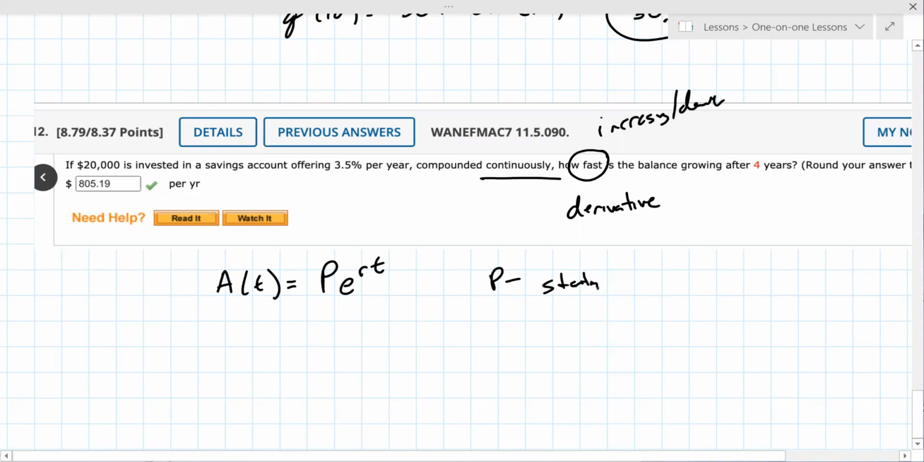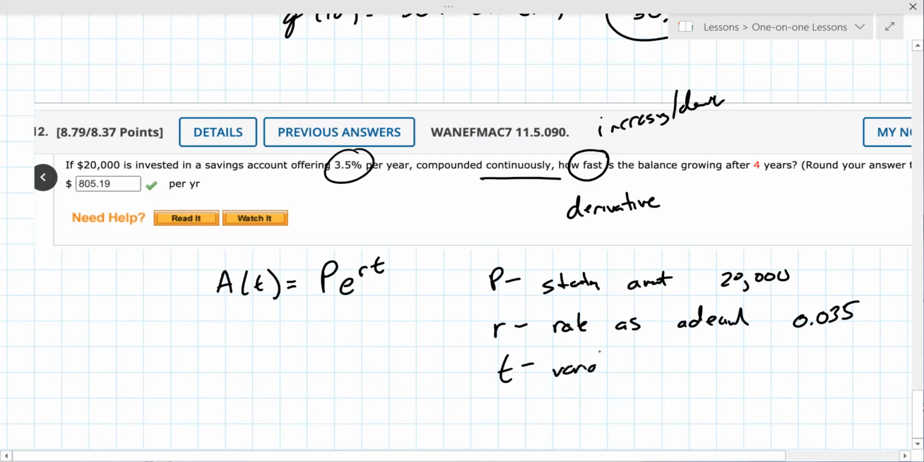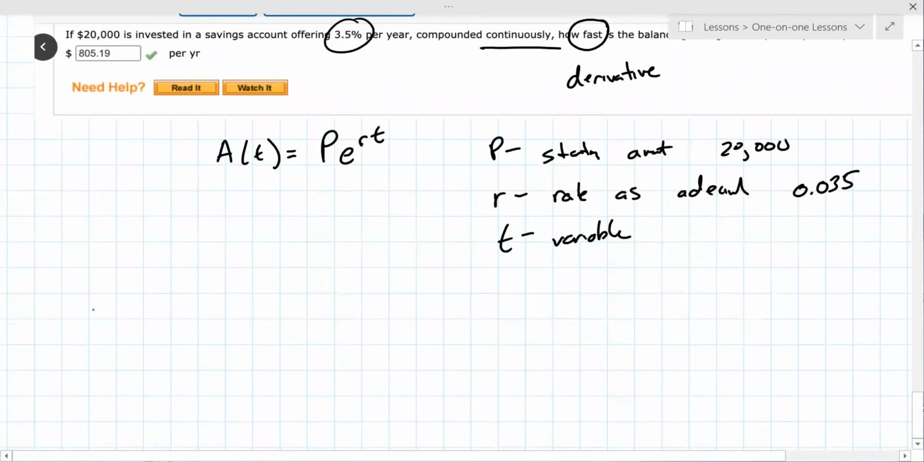So P is the starting amount. Okay, and we have that. That's the 20,000. E is just your exponential function. R is your rate as a decimal. Percentages are great, but they're not used in the math world. We always convert those to decimals. And then T is your variable, so you're gonna keep that. So if you followed what PERT is, then I'm just going to substitute the values. $20,000 for P. E is a function. 0.035, and then T is the variable.